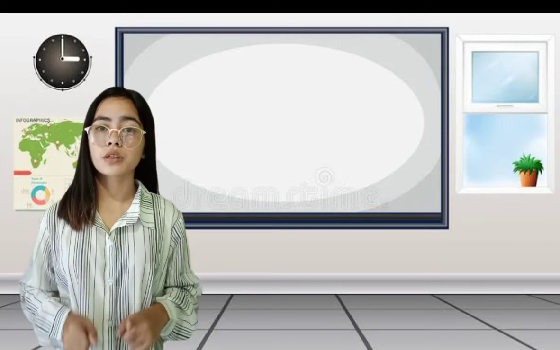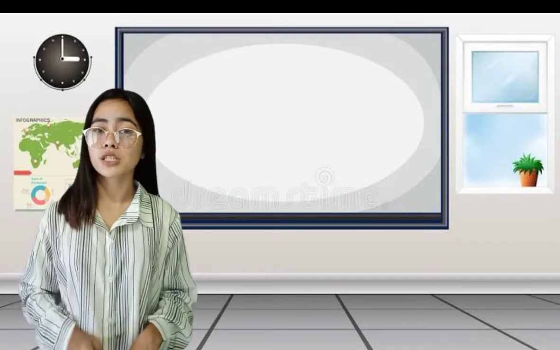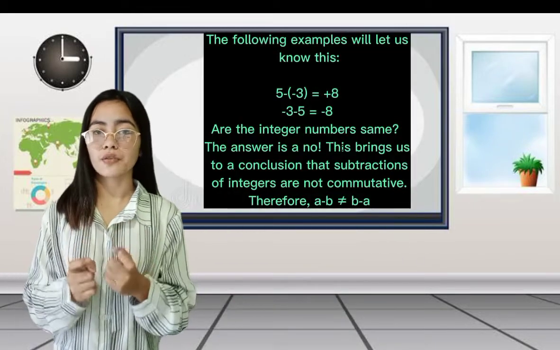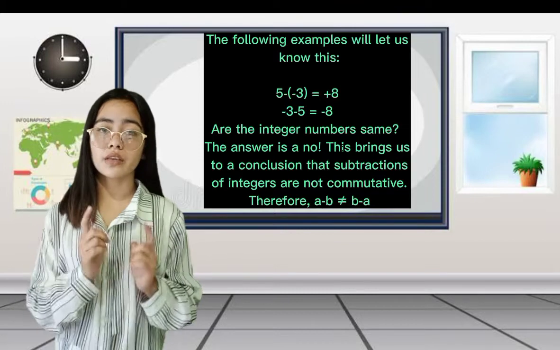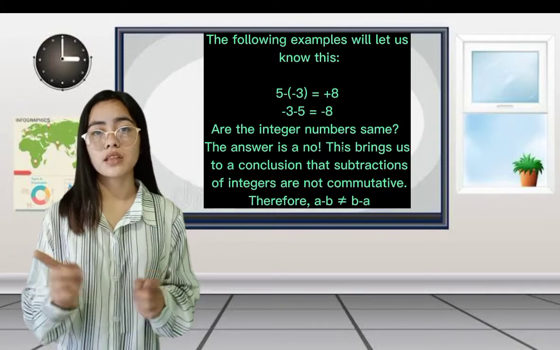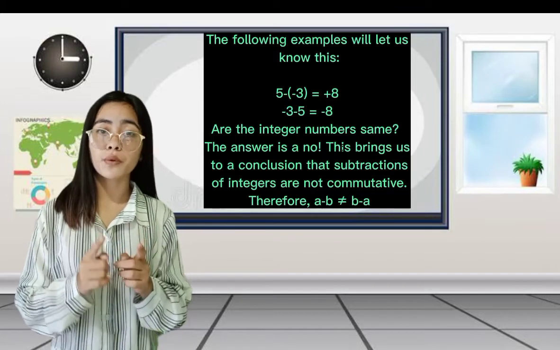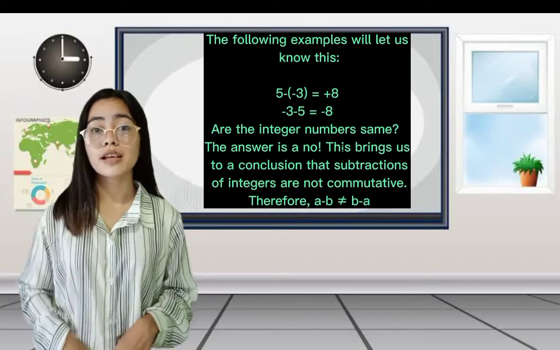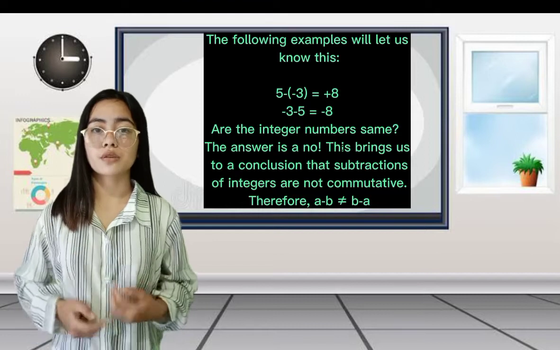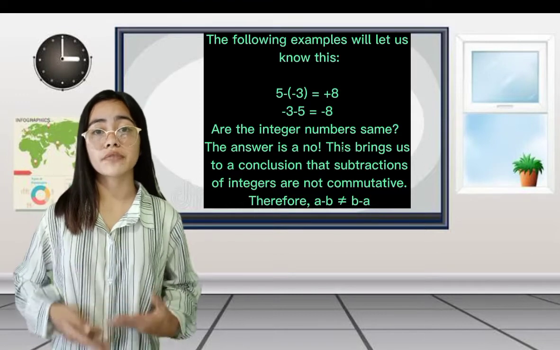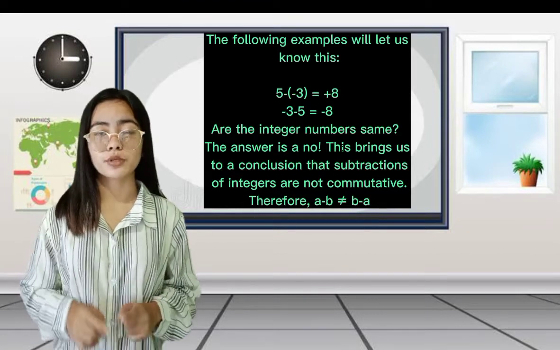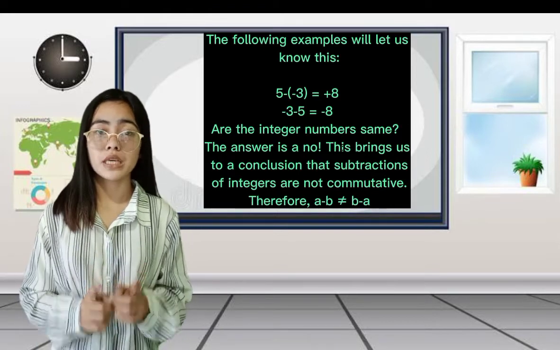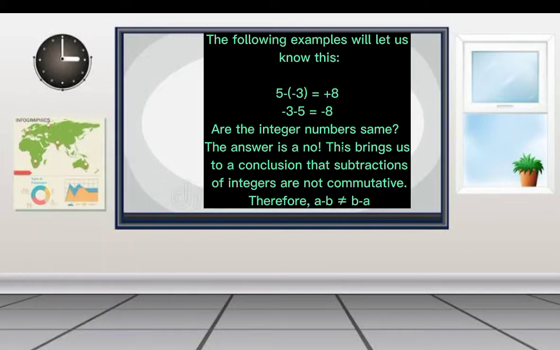Is the same true with subtraction? Are subtractions also commutative? The following examples will let us know. 5 minus negative 3 equals positive 8. Negative 3 minus 5 equals negative 8. Are the results the same? The answer is no. This brings us to the conclusion that subtraction of integers is not commutative. Therefore, a minus b is not equal to b minus a.